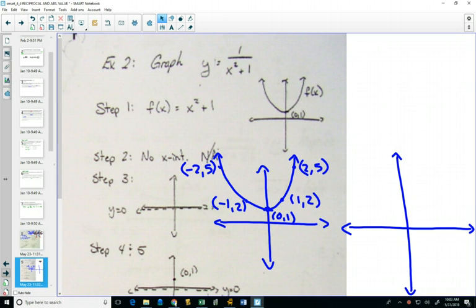So first, what would Anna do? Asymptotes. We'll have vertical asymptotes wherever we have x-intercepts. Do we have any x-intercepts? No. No vertical asymptotes. We'll have a horizontal asymptote if our graph goes up forever or if our graph goes down forever. Does that happen? Yes. So we can draw our horizontal asymptote at y equals 0.